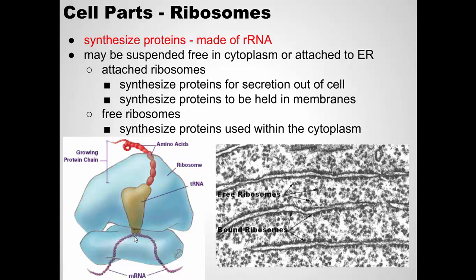The attached ribosomes that are attached to the ER, they usually make the proteins that are going to be sent out of the cell, that are going to be secreted. Because they make the protein and then they're held within the ER membranes until they're released out of the cell. The free ribosomes that are just kind of floating in the cytoplasm, they make the proteins that are going to be used within that specific cell.